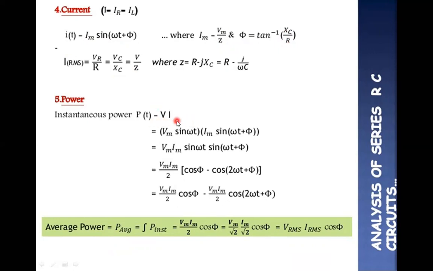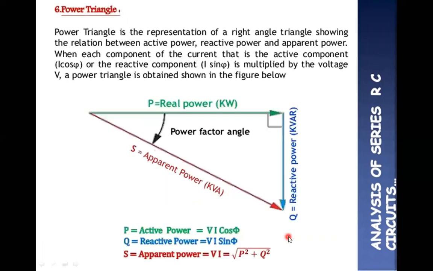Power is the product of V into I, so just substitute the values of V and I here and multiply. This comes to V max I max by 2 into cos phi minus V max I max by 2 into cos(2 omega t plus phi). So if we are going to find the average power, it is nothing but the integration of instantaneous power. So finally we get it as V RMS I RMS into cos phi.